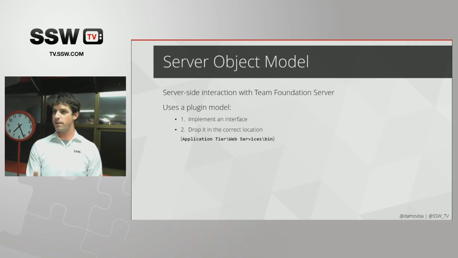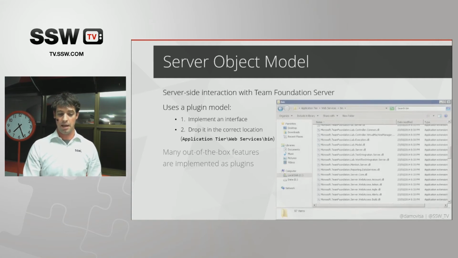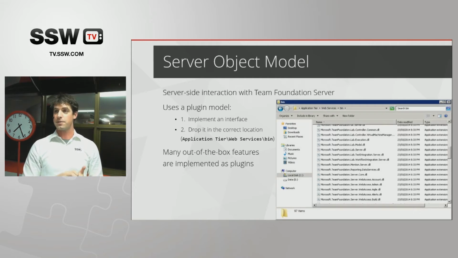Basically, you implement an interface for particular types of things, and then you drop the DLL that you create in a folder, and you're done. TFS will pick it up. It'll go, oh, this is a subscriber of this particular thing. I'm just going to let that code run when that happens. Really, really easy. A lot of out-of-the-box features as well.